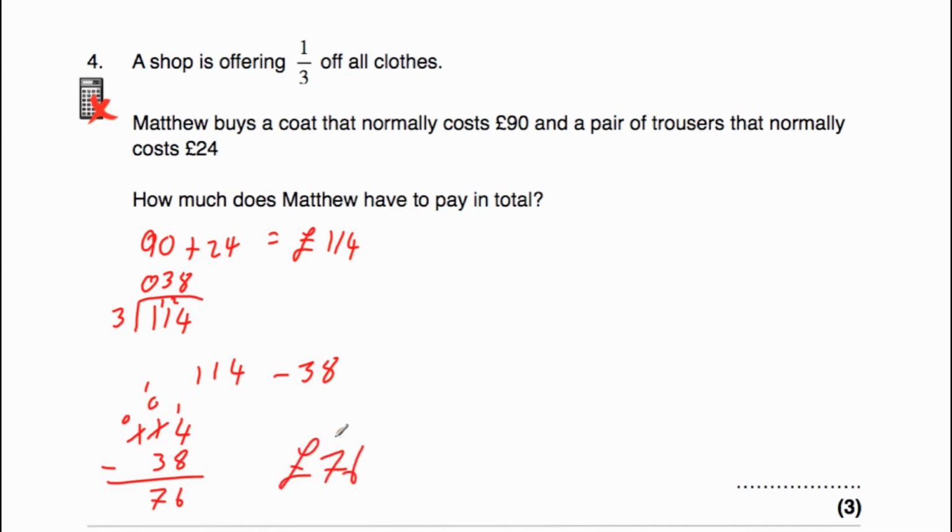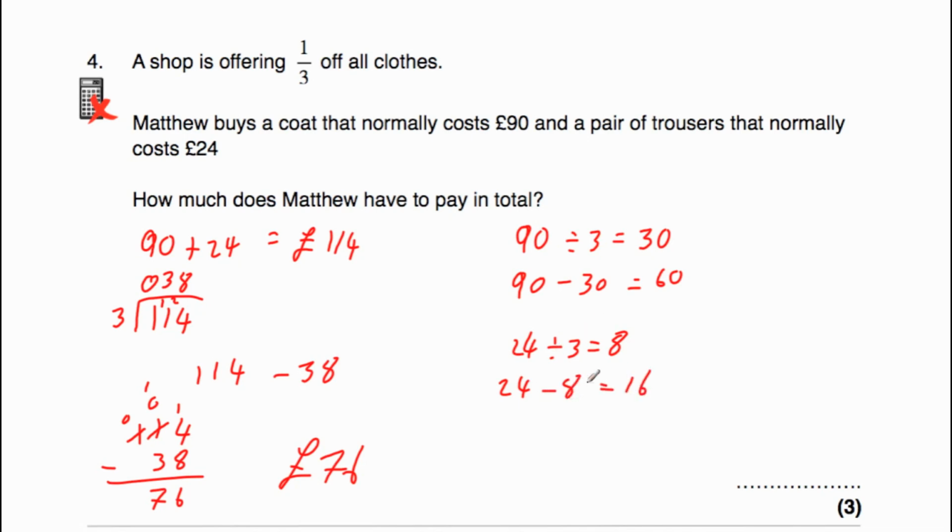So that's one approach. We could add the prices together, work out a third of it, take that away, and then see how much he's got to pay. Alternatively, we could take our £90, work out a third of it by dividing by 3, which is 30, and then 90 take away 30 is equal to £60. So that means that the coat would cost £60 if you just wanted the coat. The trousers, well, let's take our £24 and divide it by 3, that's equal to 8, and 24 take away 8 is equal to 16.